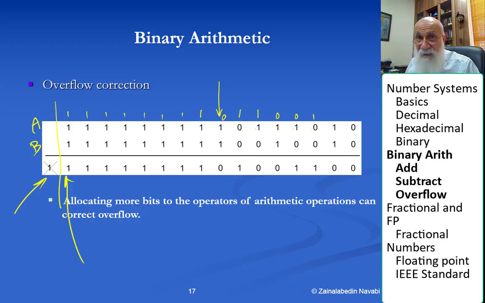So how do you correct overflow? By extending the number. How do you extend the number? For positive numbers, you put zeros on the left. For negative numbers, you put ones on the left. Or you perform sign extension.